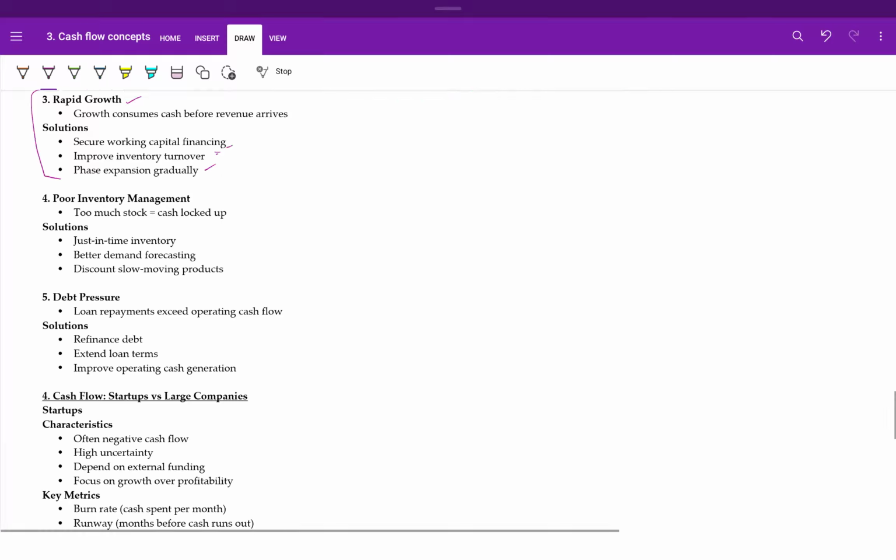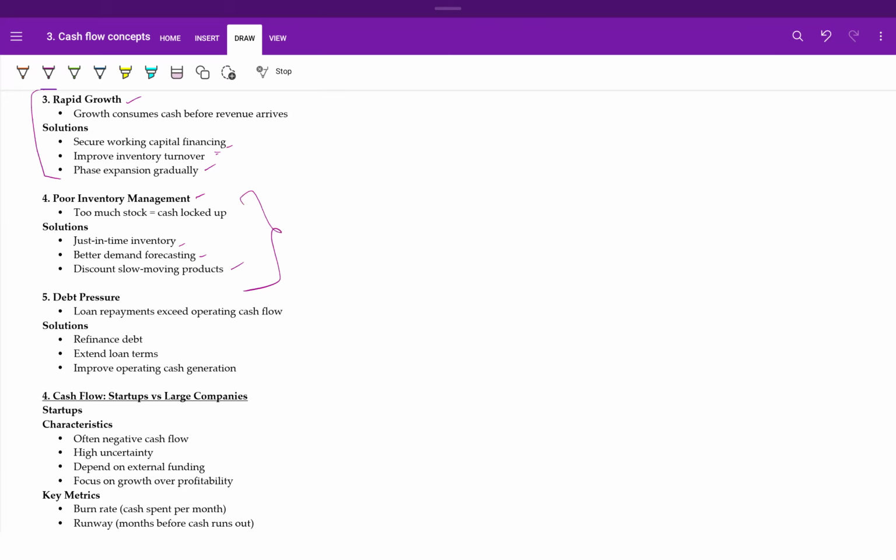Another problem when it comes to cash is poor inventory management. So poor inventory management leads to too much stock. Cash is locked up in inventory. So the solution here is just-in-time inventory. It's a Japanese concept. Just-in-time inventory, better demand forecasting, and discounting slow-moving products. This actually helps in releasing the blocked cash.